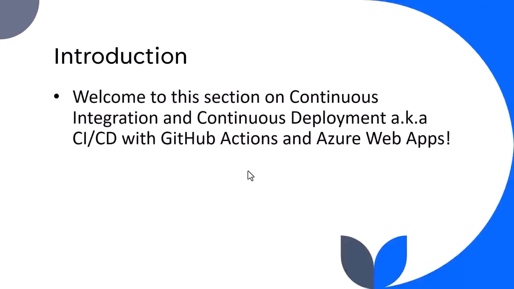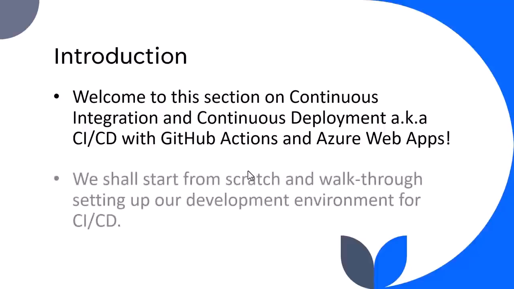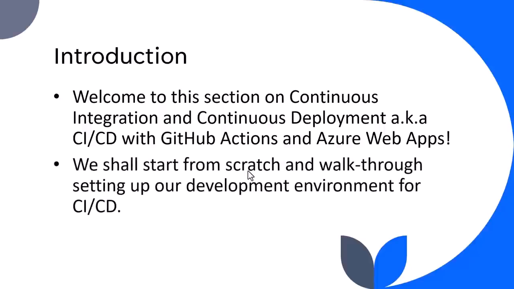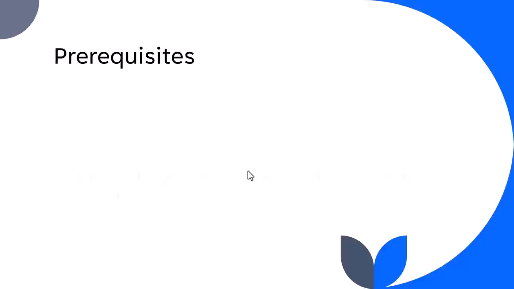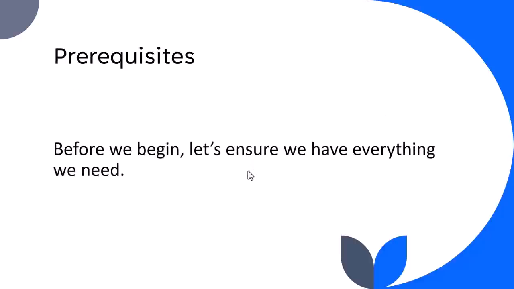Now, welcome to this section on continuous integration and continuous deployment, also known as CI/CD, with GitHub Actions and Azure Web Apps. So CI/CD is a short form of continuous integration and continuous deployment. Now we shall start from scratch and walk through setting up our development environment for CI and CD. And before we begin, we'll have to ensure that we have everything we need.